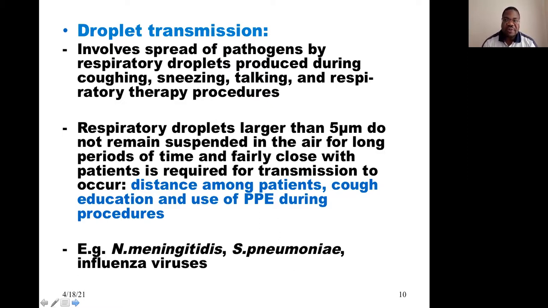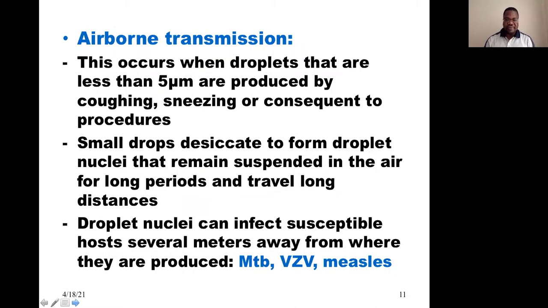Among the microorganisms that are transmitted via droplets, we have Neisseria meningitidis, Streptococcus pneumoniae, and also influenza viruses. They can be transmitted via droplets.